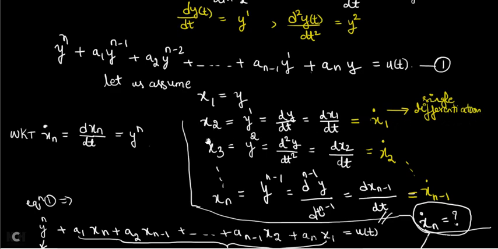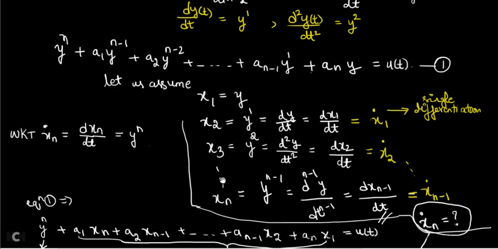Now let us assume x3. I assumed x1 as y, x2 as y power 1 and x3 as y power 2. Y power 2 means double differentiation of y, d square y by dt square. So can I write d square y by dt square as dx2 of t by dt? Because there are two differentiations. One differentiation means x2, one more differentiation means d by dt of x2. So dx2 by dt can be written as x2 dot, which means single differentiation of x2.